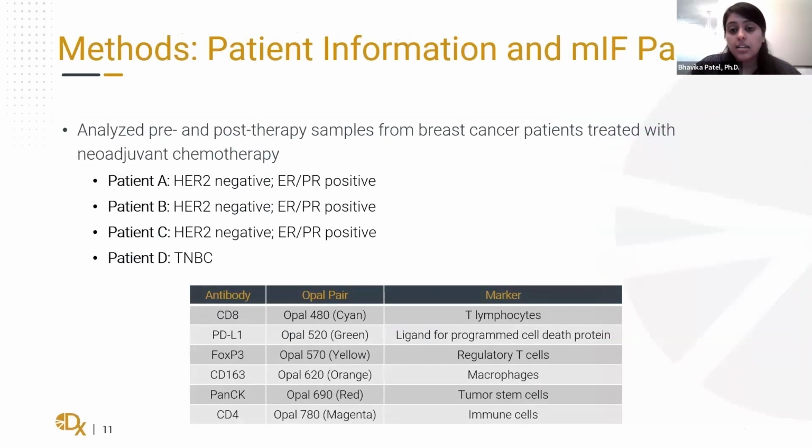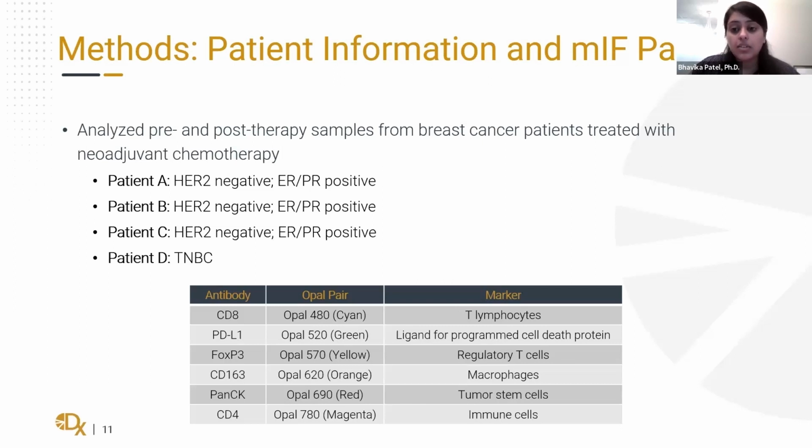Our study analyzed breast cancer biopsies from 4 distinct patients. All patients had ductal cancer. Patients A through C were HER2 negative and estrogen receptor and progesterone receptor positive, whereas patient D had an aggressive form of triple negative breast cancer. All patient biopsies were stained using 6 biomarkers to help us understand how the tumor microenvironment and immune cell profiles change before and after treatments.